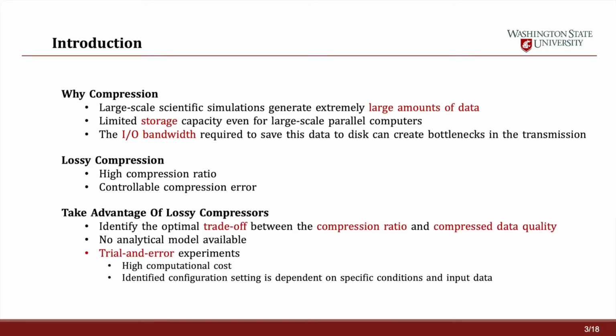In order to take advantage of these lossy compressors, we need to identify the optimal trade-off between the compression ratio and the compressed data quality. However, prior to this research, there was no analytical model available, and trial and error experiments were used to identify this optimal trade-off. Trial and error is basically to compress and decompress data with different feasible error bounds or combinations of error bounds, and measure the compression ratio and data quality to choose the best error bound. So you can hear that it has a very high computational cost, and also the identified configuration setting is dependent on the specific configuration and input data.